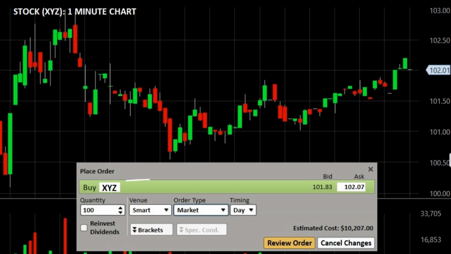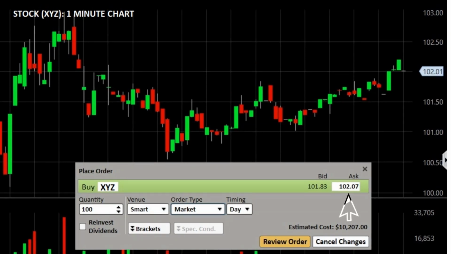For example, you are looking at XYZ stock to buy. You will see the stock's real-time quote, ask price, bid price, and last trade price. Because you are buying, you are willing to pay the ask price, which is higher than the bid price. Here, the ask price is $102.07, the bid price is $101.83, and the last traded price was $102.01. These prices will not be guaranteed when your order is executed.